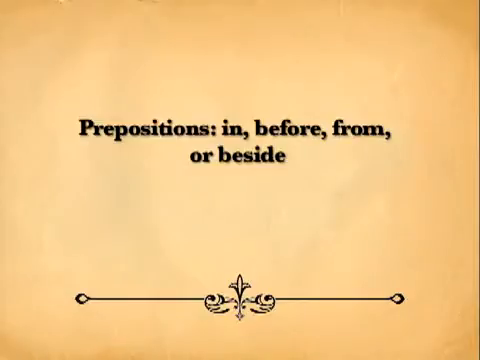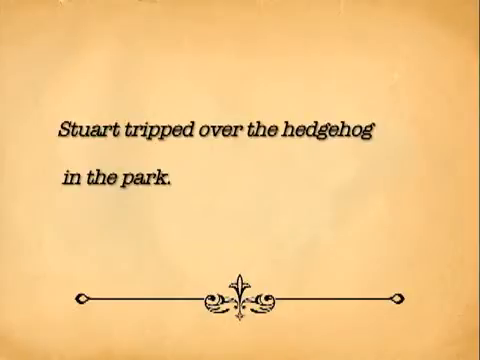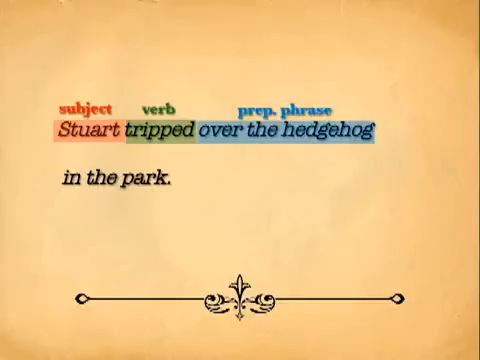Be sure that you don't confuse prepositions such as in, before, from, or beside with subordinating conjunctions. For instance, Stuart tripped over the hedgehog in the park. In this instance, we actually have two separate prepositional phrases. We have a subject and a verb, Stuart tripped. Over the hedgehog is a prepositional phrase that lets us know where Stuart tripped, how Stuart tripped. In the park is an additional prepositional phrase, and notice each of these phrases has a noun but no verb. In the park tells us where Stuart was when he tripped.